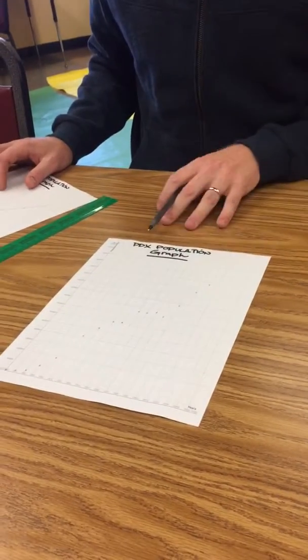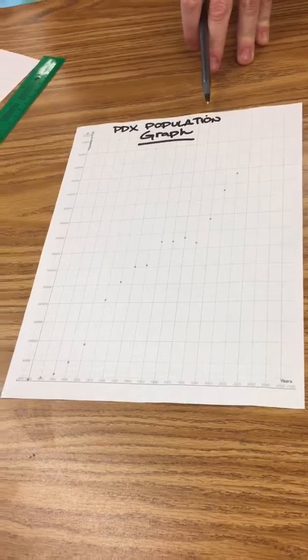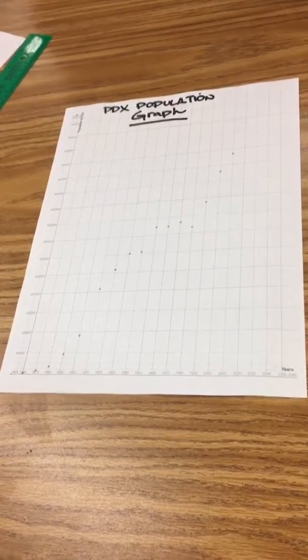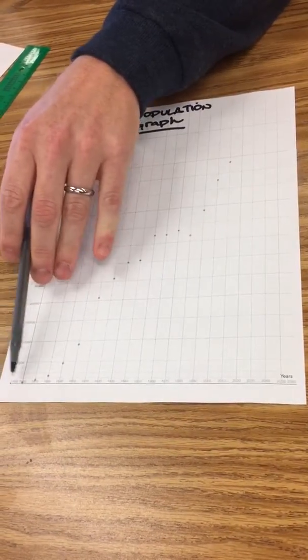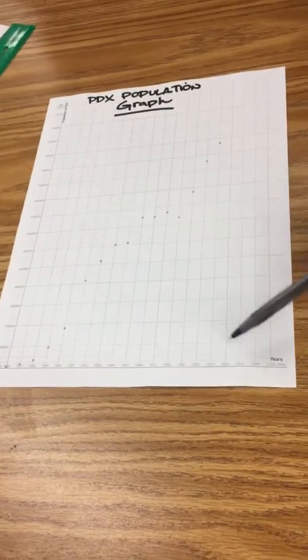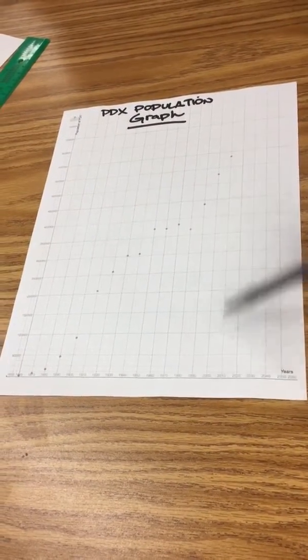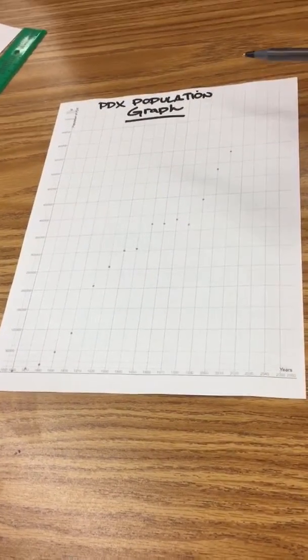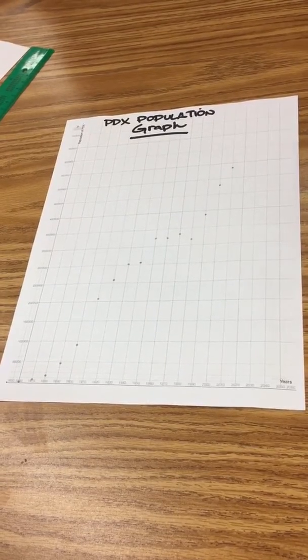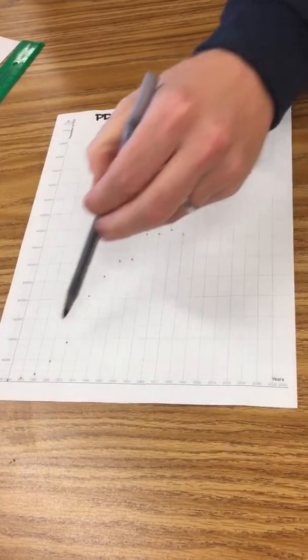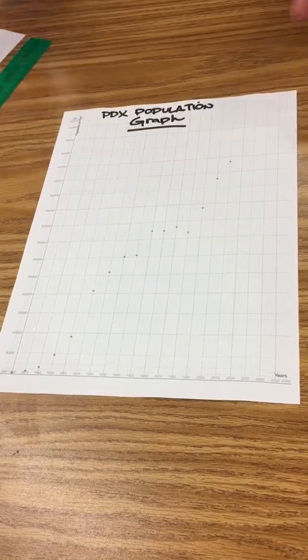All right, so we have our graph here, and this is the PDX population graph that you created last week. It starts at 1850, and it goes all the way up to 2010 for our data points. And last week, you drew a linear trend line that kind of followed these points and cut through them like this.